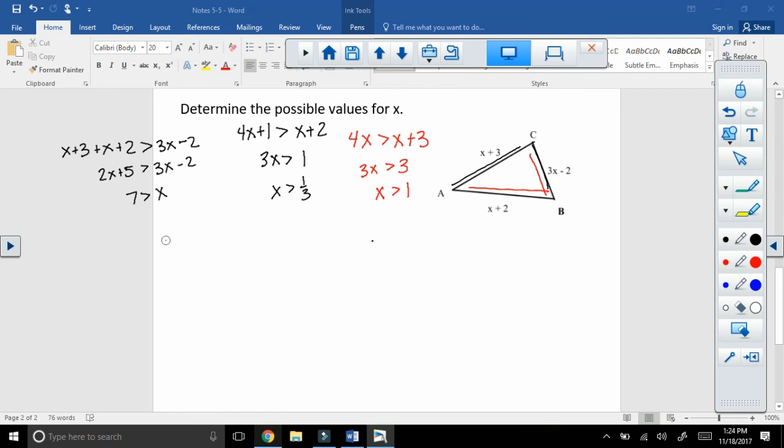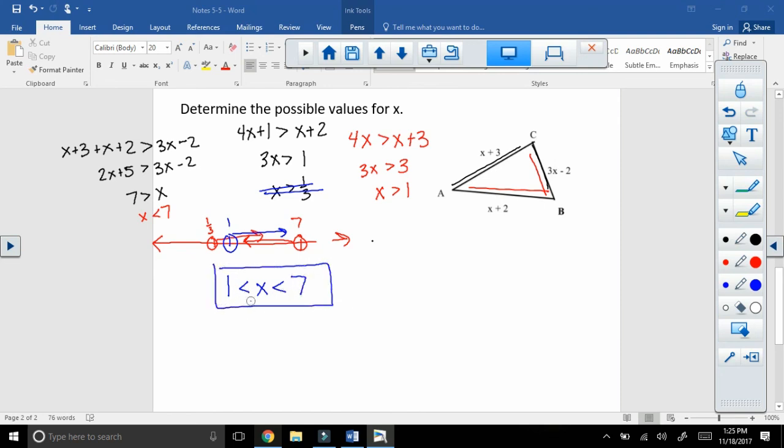If I'm thinking about a number line, if that's helpful to you, this first one is saying that x is less than 7. So that's everything at 7 and this way. This one is saying that x has to be greater than 1/3. So that's everything that way. But then this one trumps it, because this one is saying that x has to be greater than 1. So that one there is really not needed. And I can just say that x has to be greater than 1 but less than 7. Or in other words, x has to be between 1 and 7. And that would be our range of possibilities.